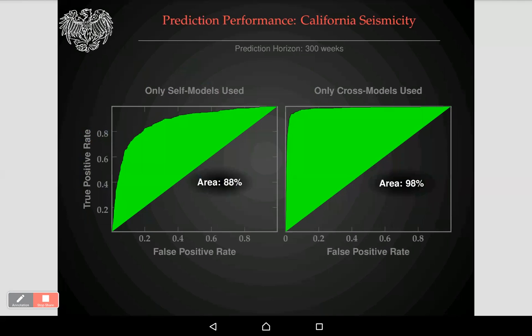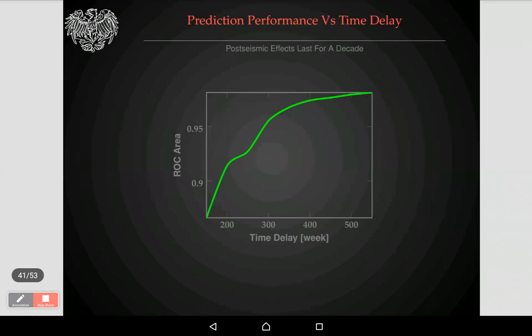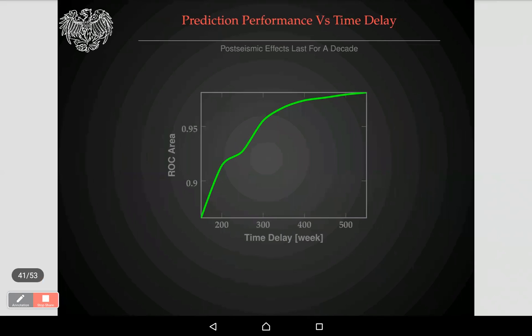The question that I asked at the beginning is: do faults interact over long distances? It translates to this: if you only use self models, is that enough, or do we actually need the cross models? And the answer is we do need the cross models. You see the in-sample AUC in California, as an example. This is a representative result for other locations as well. If you just use self models, you get a much lower performance. If you use cross models, you get a much higher performance. So it does seem that by taking into account long-range interactions, your modeling improves.